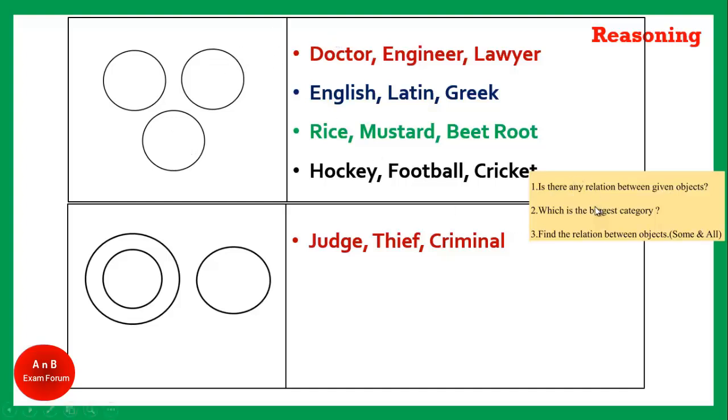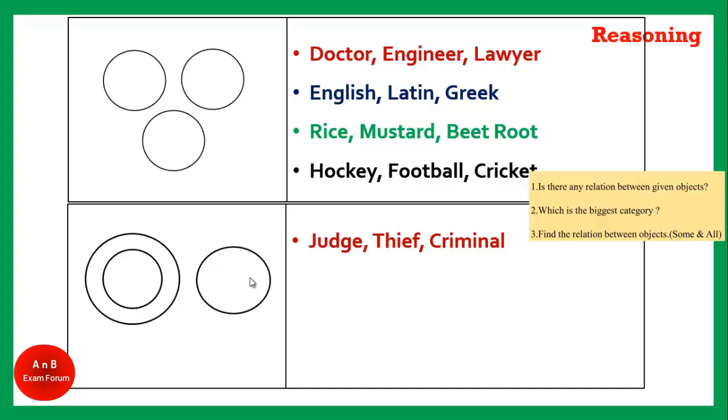So we come up with the next question, which is the biggest category. Here criminal is the biggest category, and between judge and thief, and judge and criminal, there is no relation. So this separate circle is your judge. Judge cannot be a thief, judge cannot be a criminal. Again, I am saying that don't go for the exceptional cases. A judge can also be a criminal, but that is very rare, one of the rarest cases. So don't go into such exceptional cases.